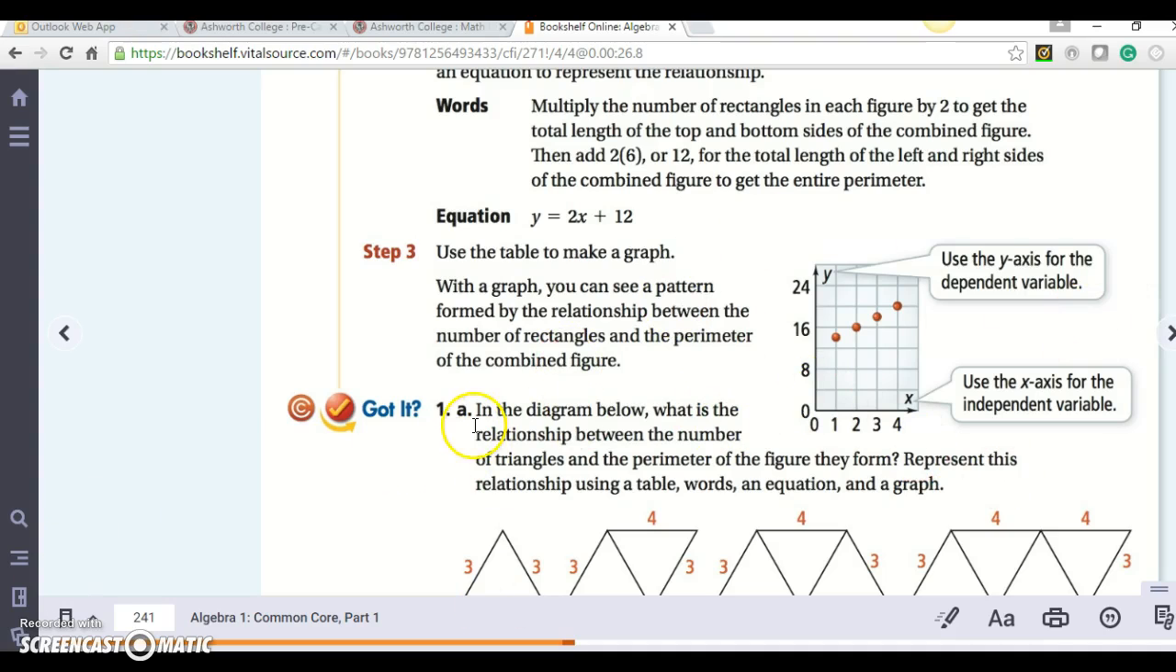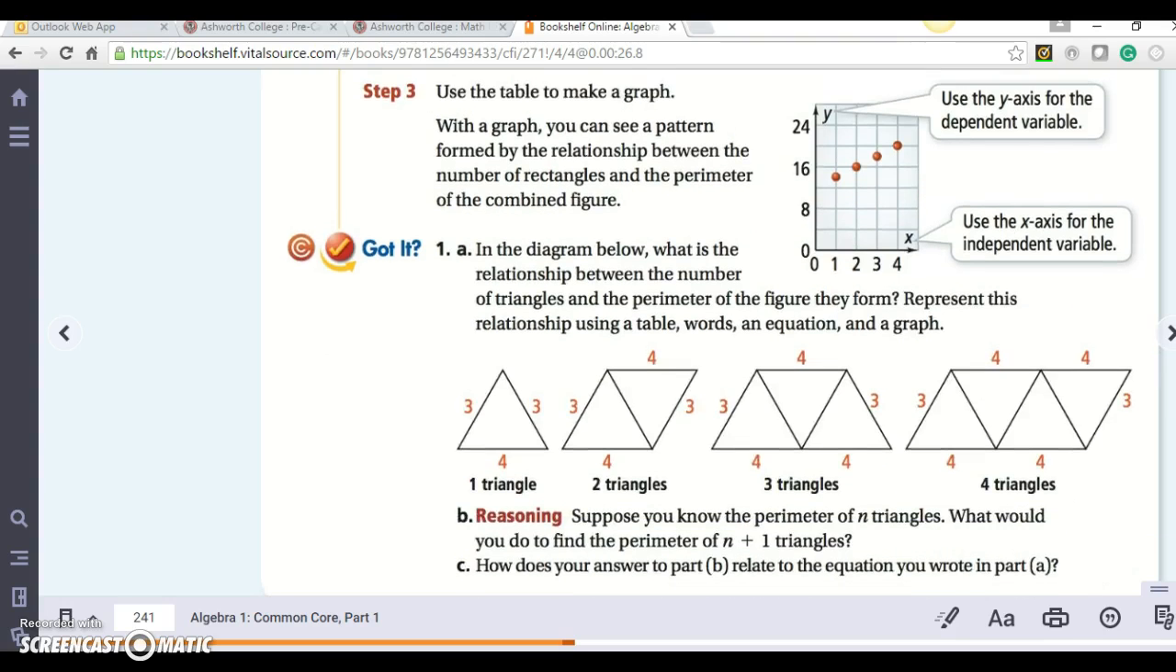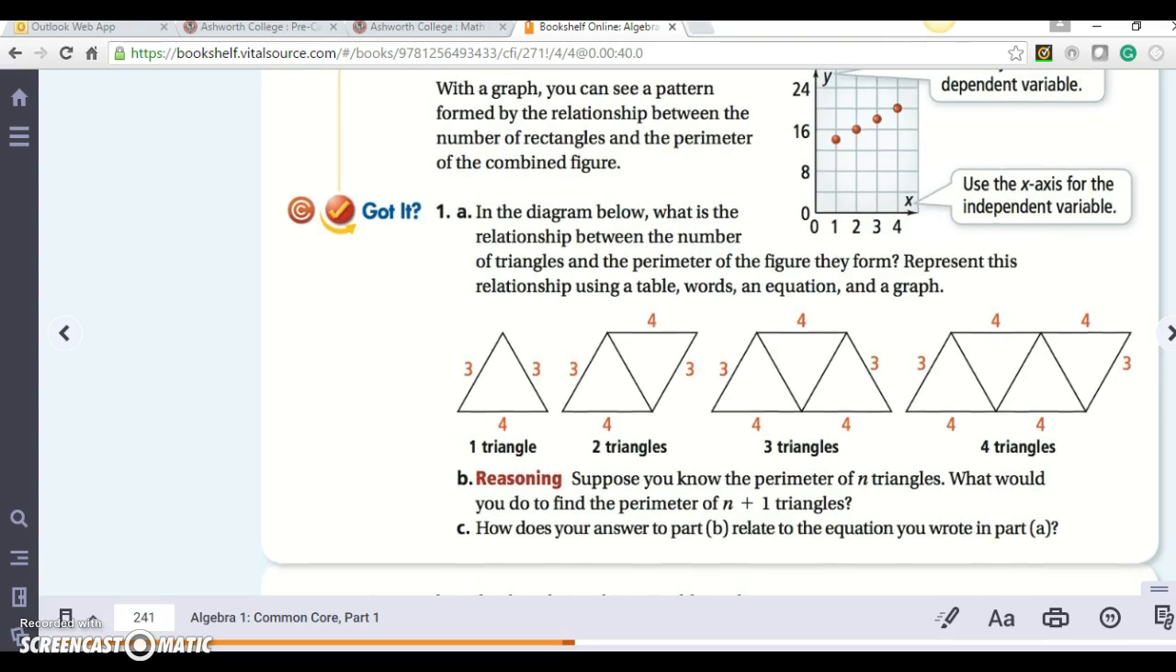Okay, let's go on to Got It, number 1. It says in the diagram below, what is the relationship between the number of triangles and the perimeter of the figure they form? Represent this relationship using a table, words, an equation, and a graph. So here I have one triangle, and I want to find my perimeter. So that's 3 plus 3 plus 4, which is 6 plus 4, which is 10. Triangle 2, I have the same 3 plus 3, and then this time I have 2 4s. The next one I have 3 plus 3, and then 3 4s. And then for the fourth one I have 3 plus 3 and 4 4s.